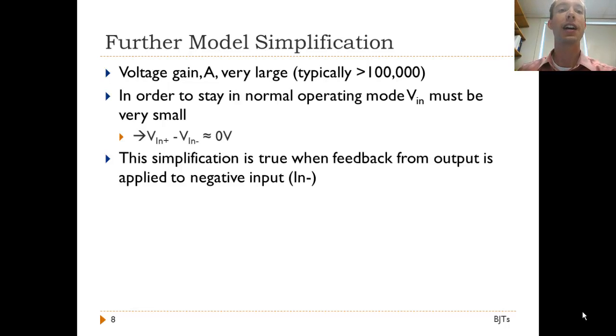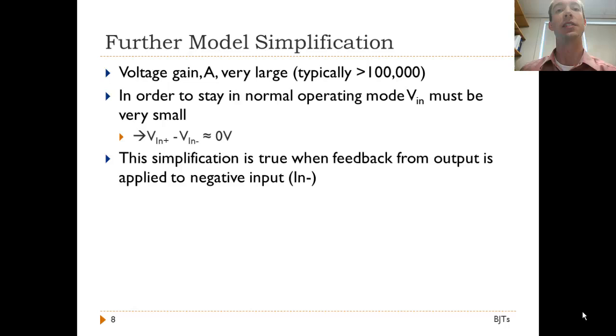As an example, for an op-amp with a gain of 100,000 and a max output of plus or minus 10 volts, the input difference can be no more than 0.1 millivolts. This is rather small. If the op-amp gain is even larger, the allowable difference is even smaller. This leads to the model simplification that the difference in voltage between Vin plus and Vin minus must be essentially zero. Looked at another way, the voltage at in plus and in minus must effectively be the same.